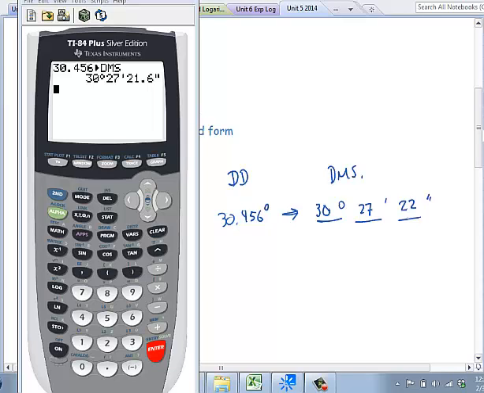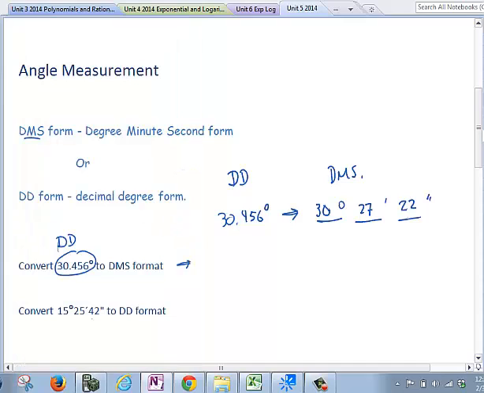So how do you go the other way? Let's look at this. Here we want to convert 15 degrees, 25 minutes, and 42 seconds. We want to convert that to just decimal degrees, which would be a decimal point. You'd have the number of whole degrees and the decimal amount of degrees.